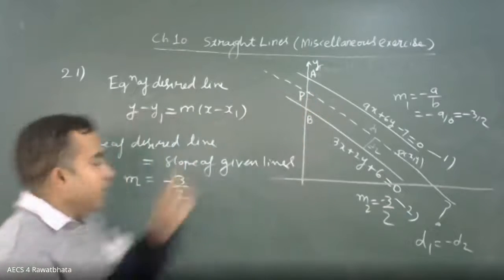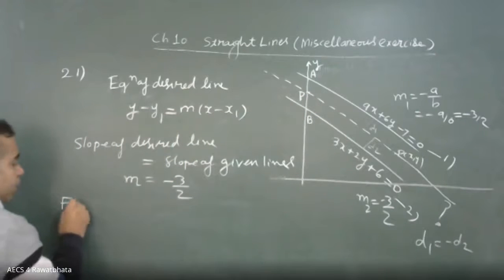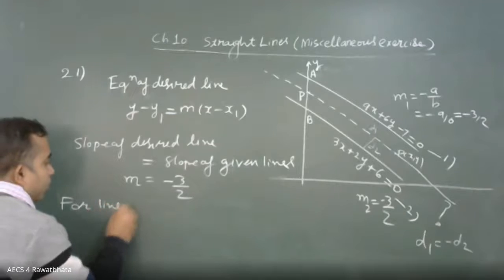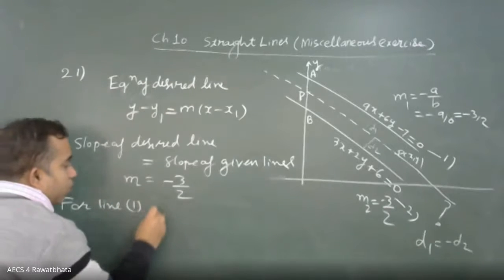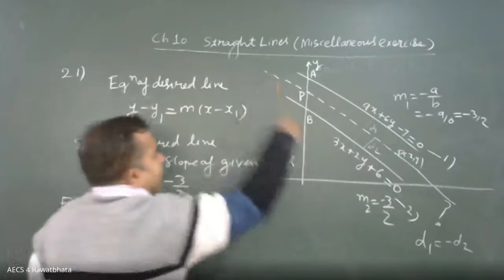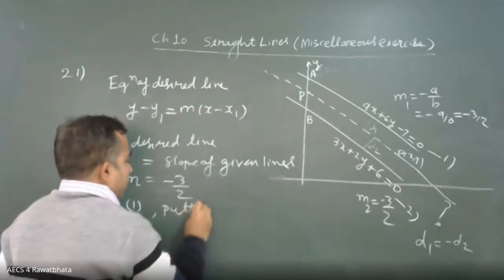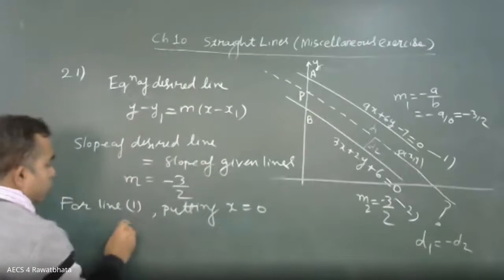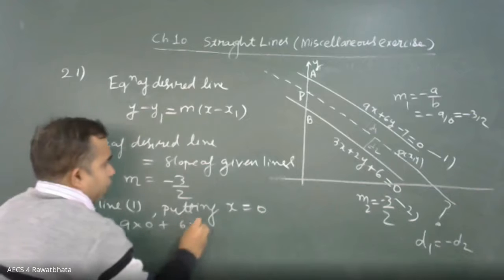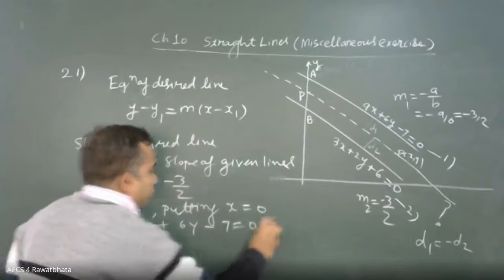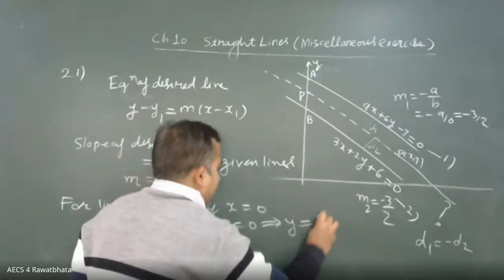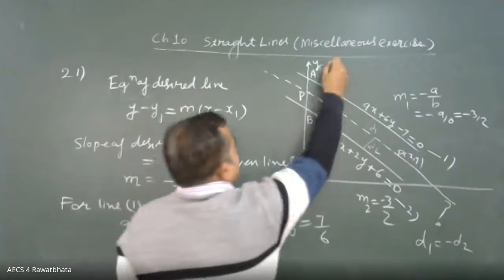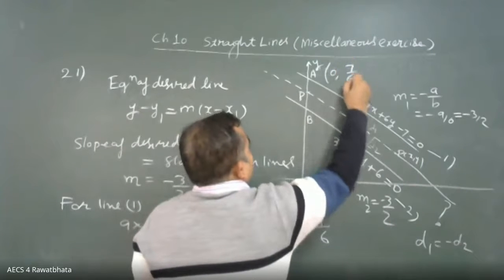How will we find A? For line 1, putting the point on the y axis, x equal to 0. In line 1 you put x equal to 0, so 9 into 0 plus 6y minus 7 equal to 0, it will give you y equal to 7 upon 6. So A coordinates will be 0, 7 upon 6.